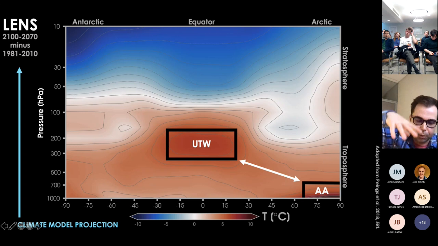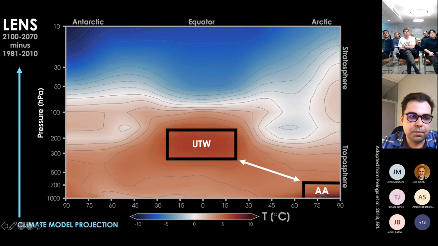This is the ensemble mean from the CESM1 large ensemble for the end of the 21st century. So how to read this map is that the y-axis is vertical from the troposphere into the stratosphere. The x-axis is latitude. So on the left is the Antarctic and on the right is the Arctic. So you'll see some features that we know from our earliest climate model simulations, where we see stratospheric cooling. We see things like Arctic amplification. And we also see this warming in the upper tropical troposphere.